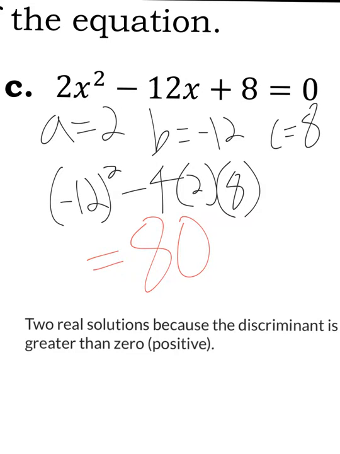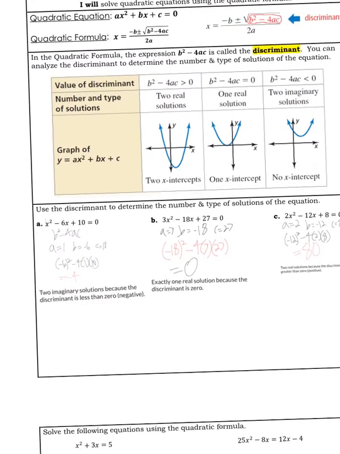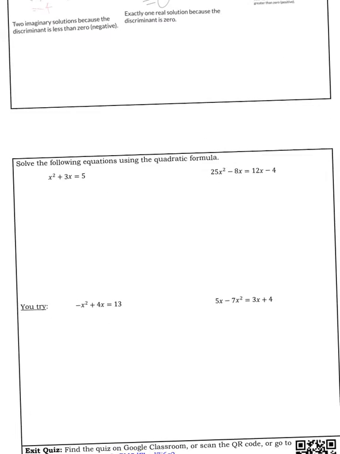So I end up getting 80 for my discriminant, which means I'm going to have two real solutions, and I don't know where they're going to be. I just know they're going to be real solutions because the discriminant is positive, or greater than 0. Alright, so now that we've gone over the discriminant, let's actually do some equations where we use the quadratic formula in its entirety.